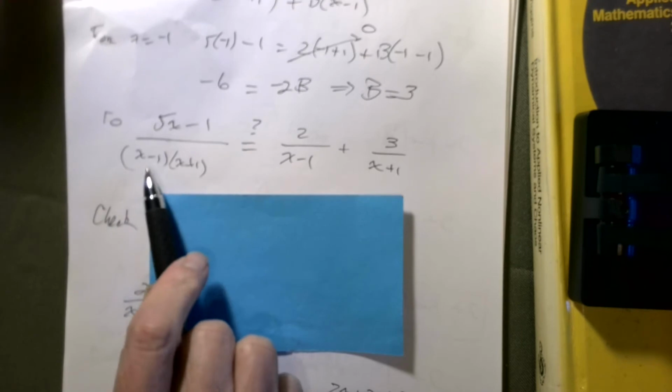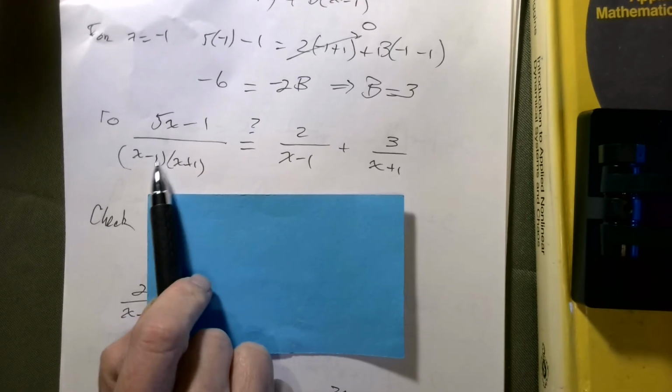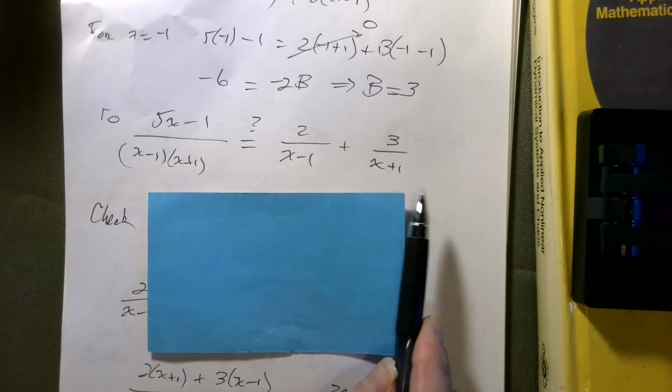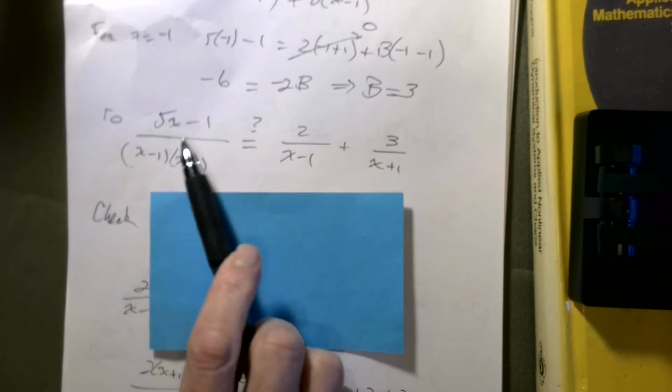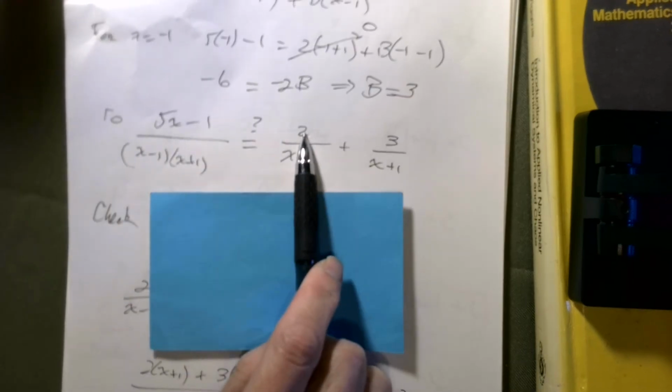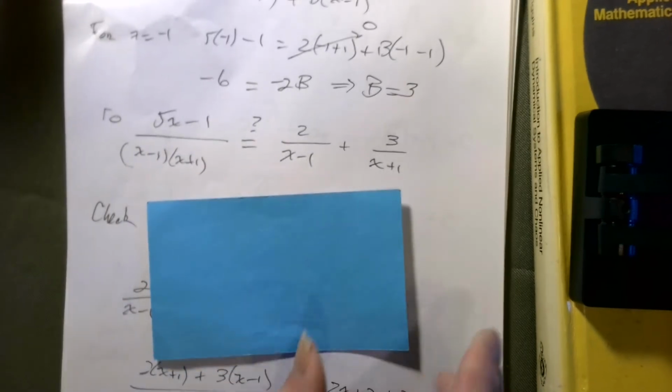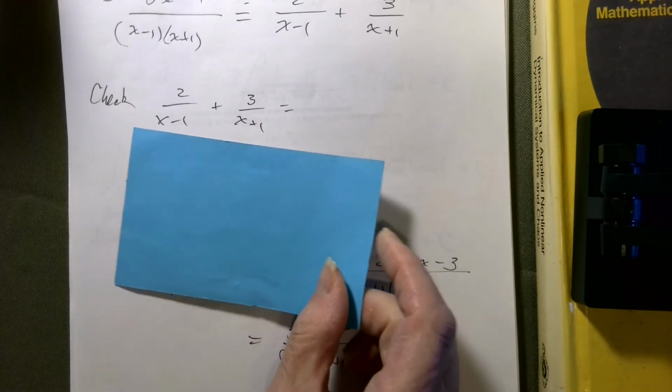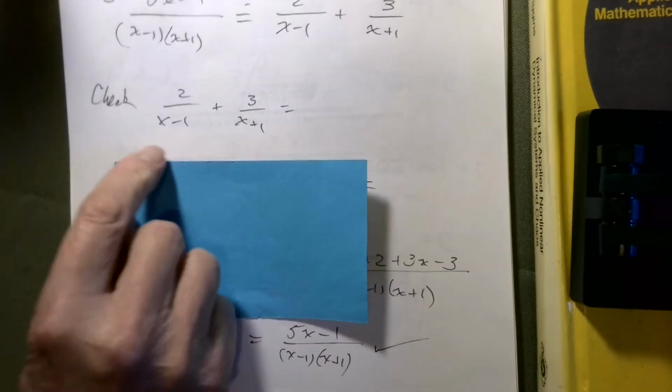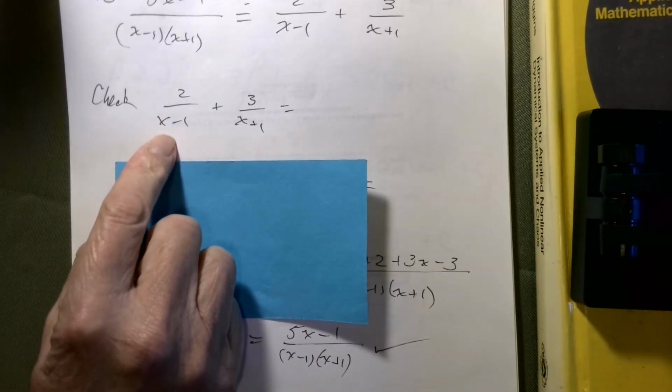So I now know how to break up this single expression into two partial fractions. And so instead of integrating this, I'm going to integrate this one and this one. And you could actually check. So you could find the what? Least common denominator is going to be x minus 1 times x plus 1.